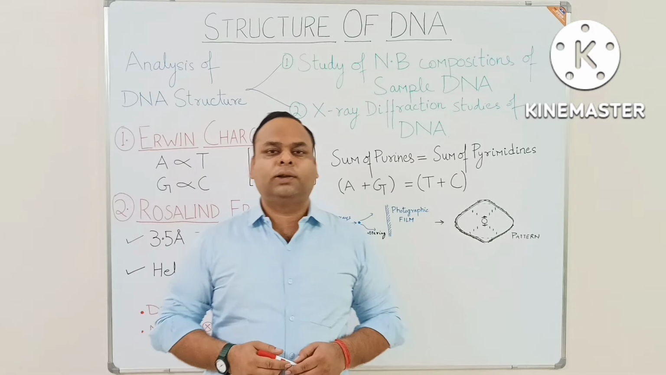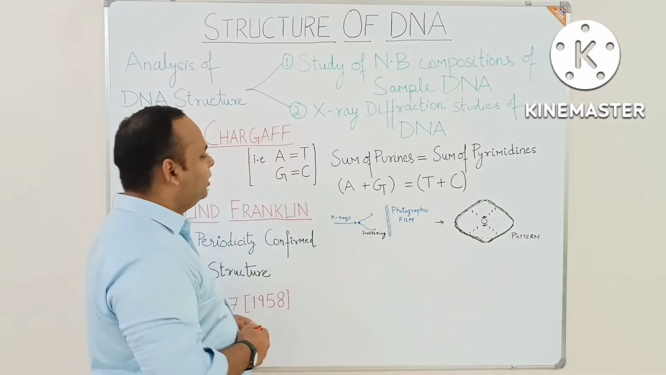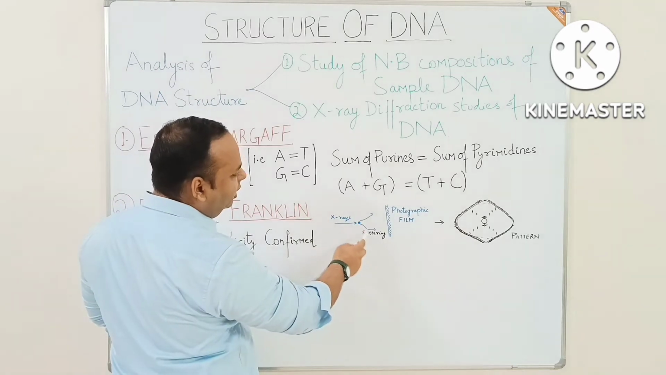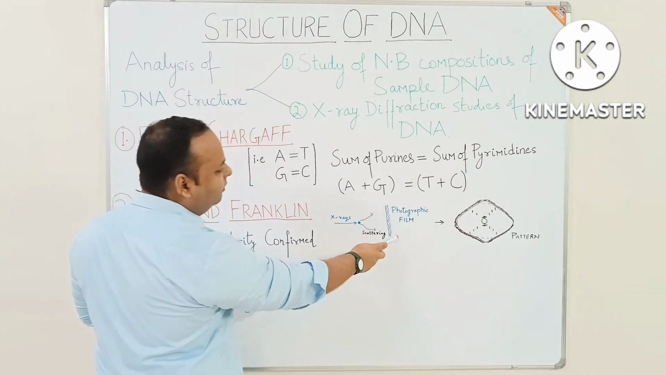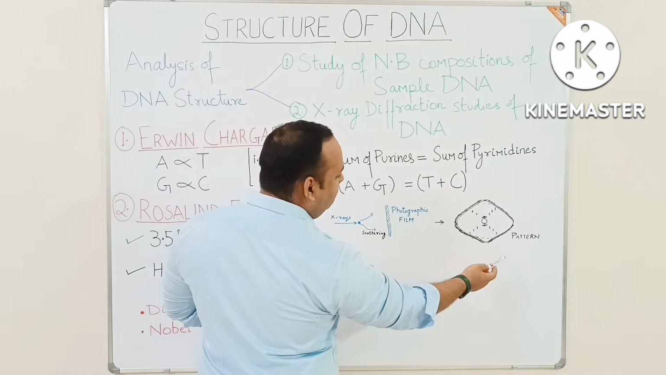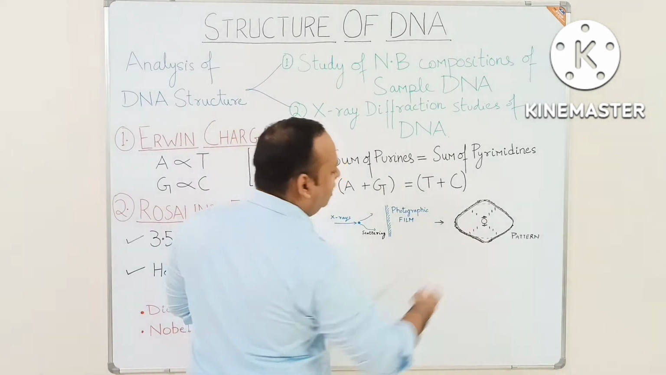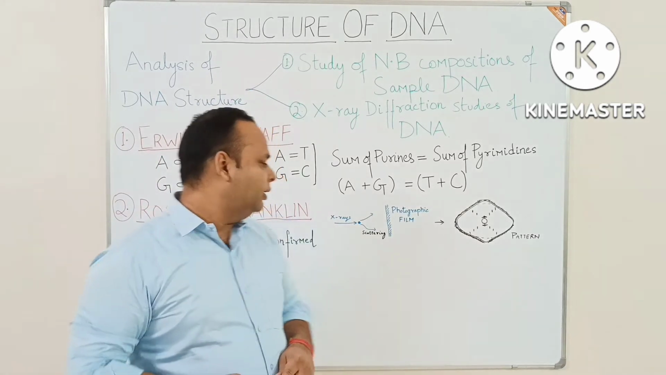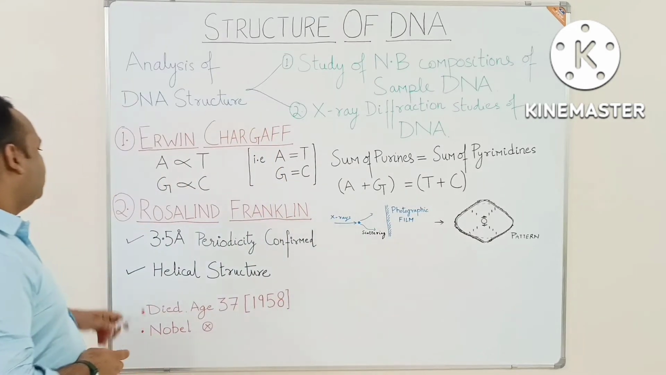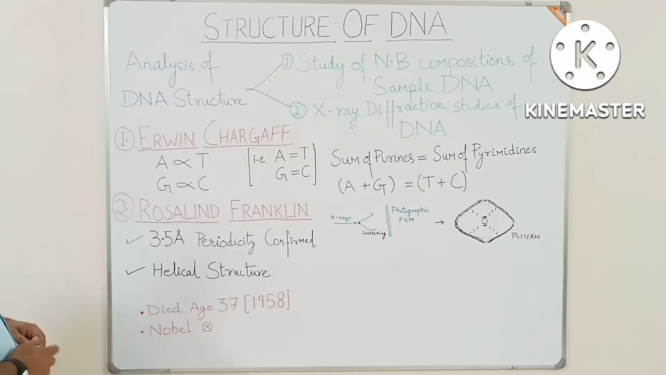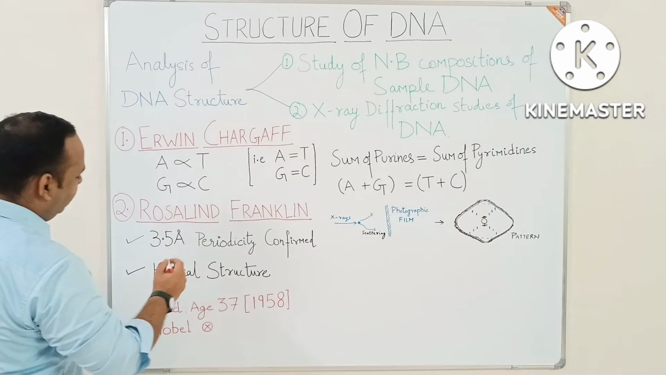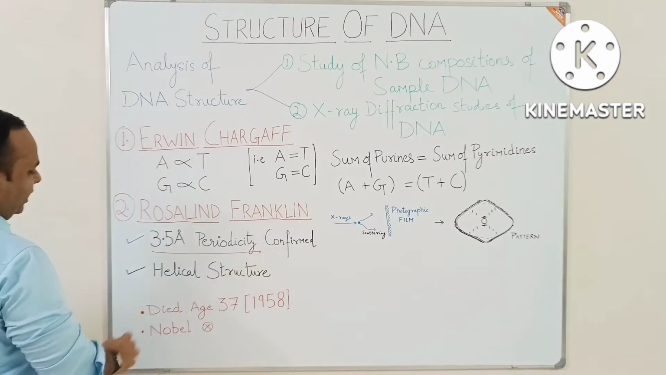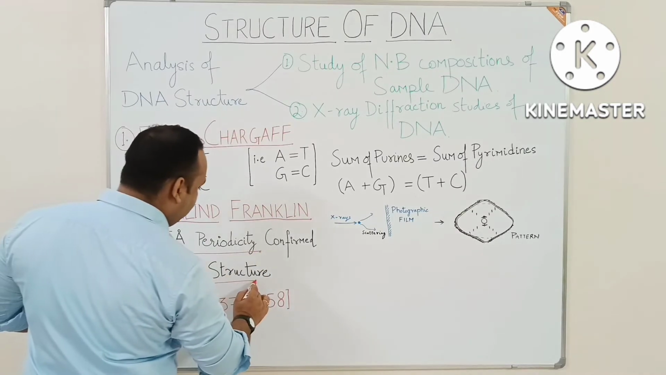In X-ray diffraction studies, the molecule to be studied is subjected to X-rays. These rays are scattered in a particular way that can be captured on a photographic film. They have a particular pattern. Each molecule has a different pattern. These patterns can be studied to know the shape and structure of the molecule to be studied. Now, the studies done by Rosalind Franklin confirmed that there is a 3.4 angstrom periodicity in the structure of DNA, and secondly that the DNA structure was somewhat helical in shape.